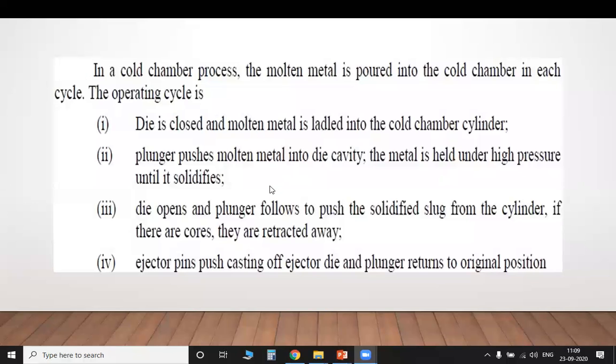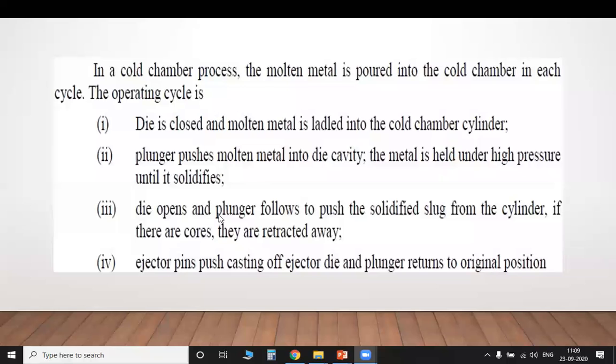In the operating cycle, the die is closed and the molten metal is hand ladled into the cold chamber cylinder. The plunger pushes the molten metal into the die cavity. The metal is held under high pressure until it solidifies. As I told you, the molten metal enters the die cavity, and until it solidifies, the pressure is held in the same position.